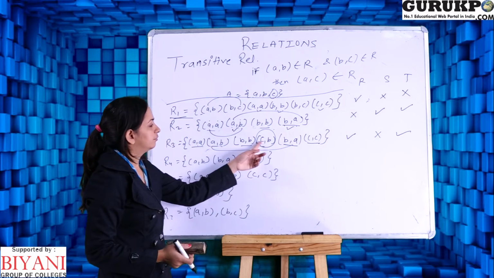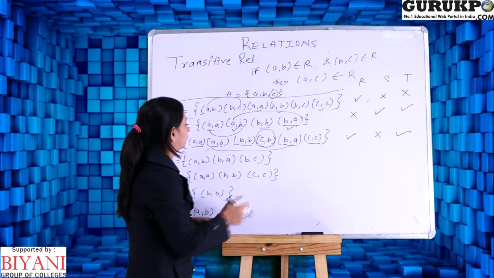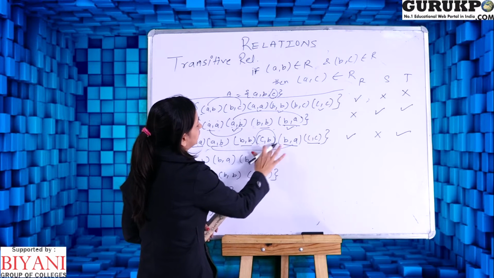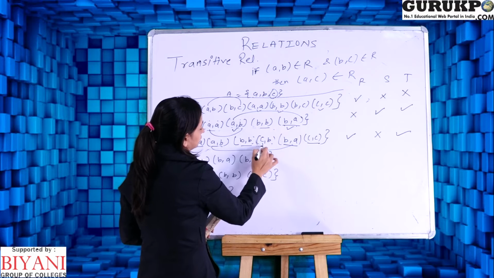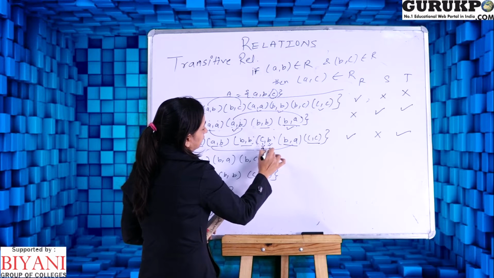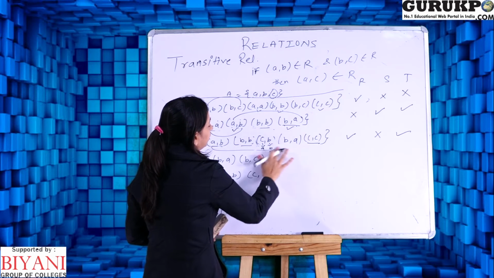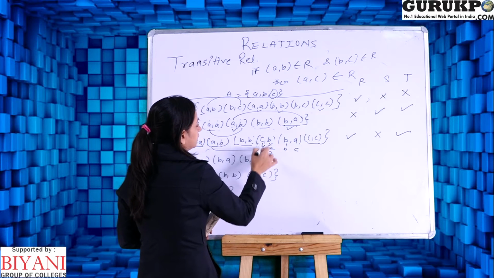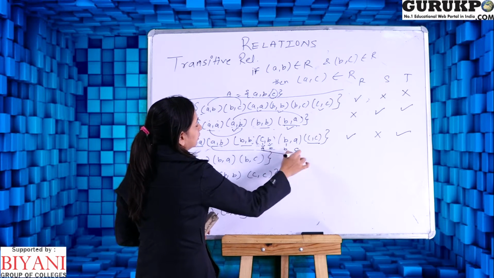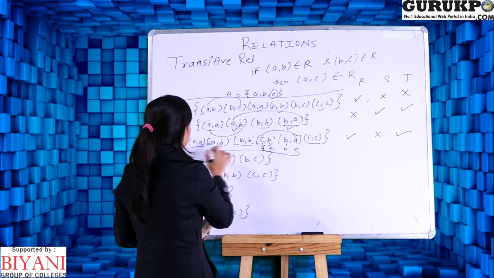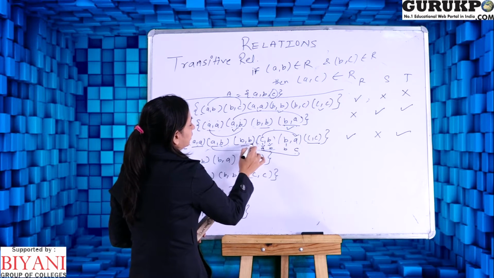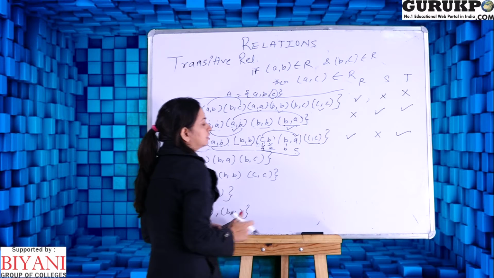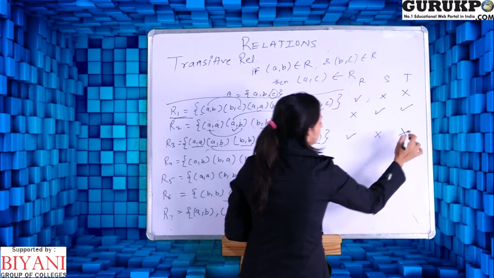Okay, CB is here. Okay, one moment. The next pair is CB. So this for me is A, and it is B, and BA is here, B, C. So AC must belong to R. That means CA must belong to R, but there is no pair indicating CA. So this relation is not transitive.